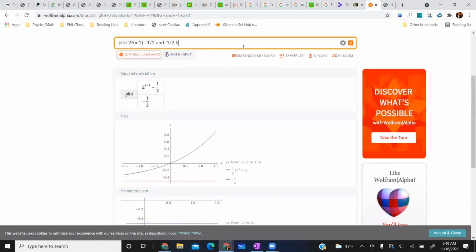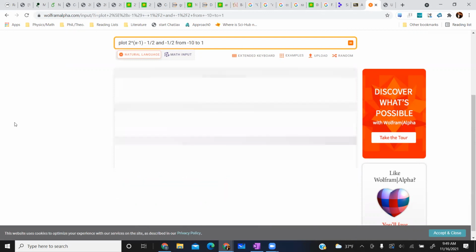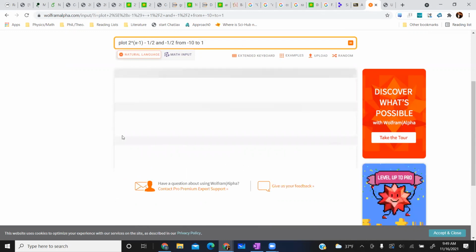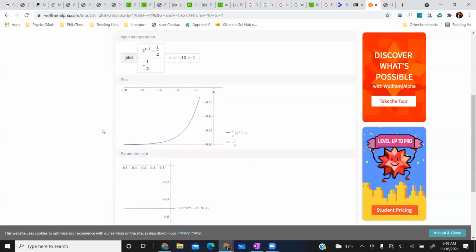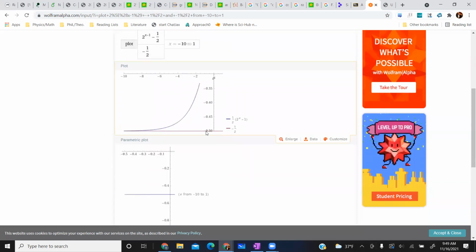So let's plot it from, I don't know, -10 to 1, just to see it actually approaching it asymptotically. So yeah, see, we have the line -1/2, and as you go out to -infinity, the function gets arbitrarily close to the line.